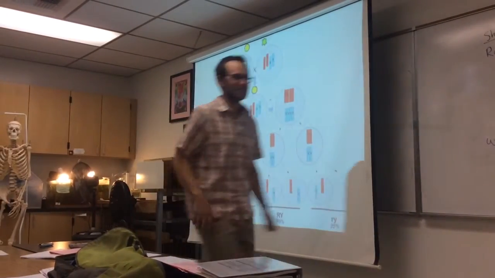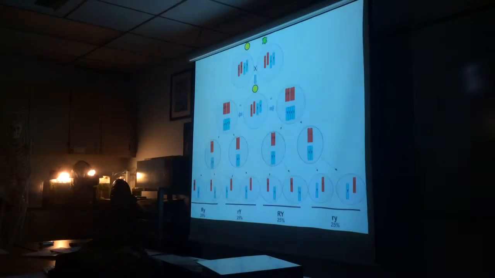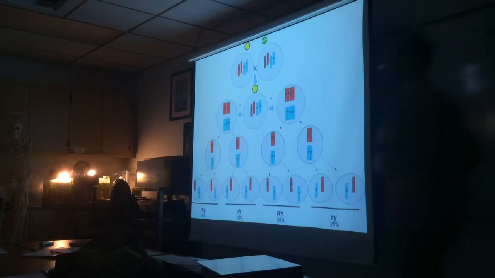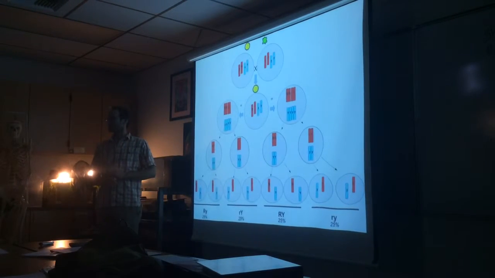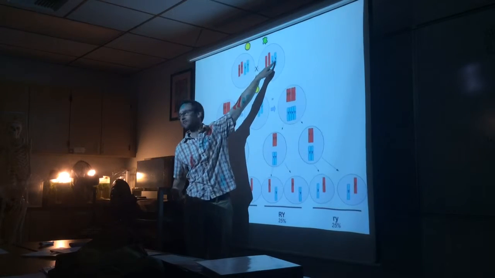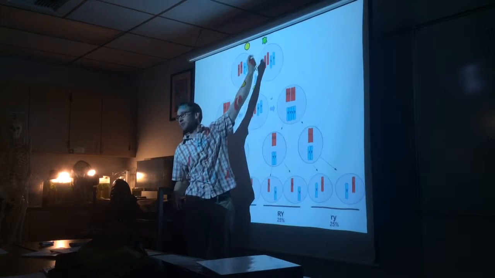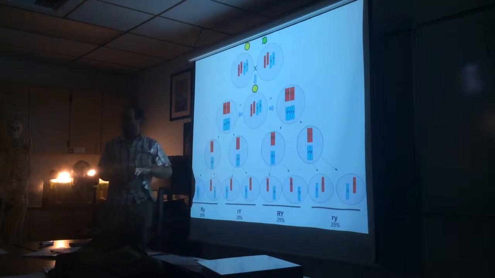I know that this is a terrible drawing, and I take at least partial responsibility for it. But can you guys at all see the letters on this? Like, can you see that that's big R's and big Y's and little r's and little y's? Can you tell that that's a wrinkled P? Can you tell if that's a round and yellow P?